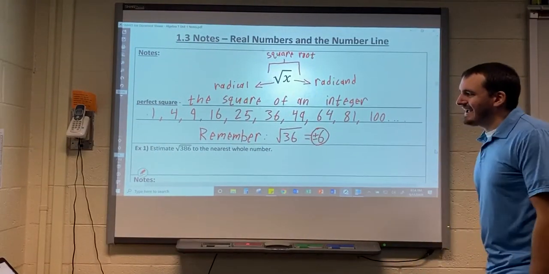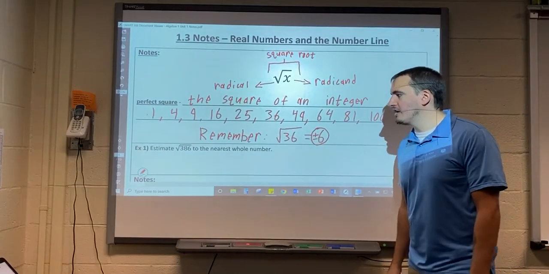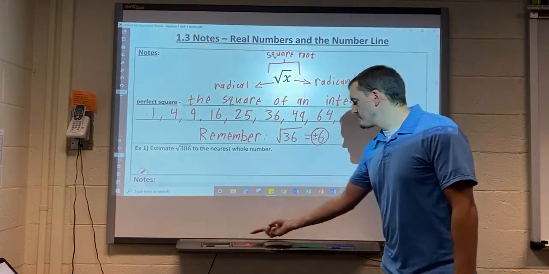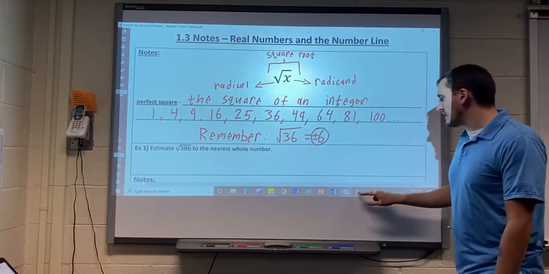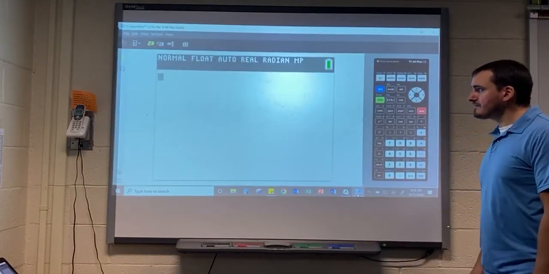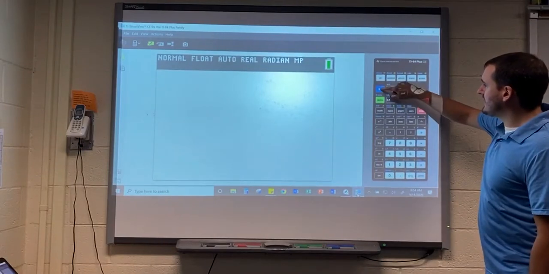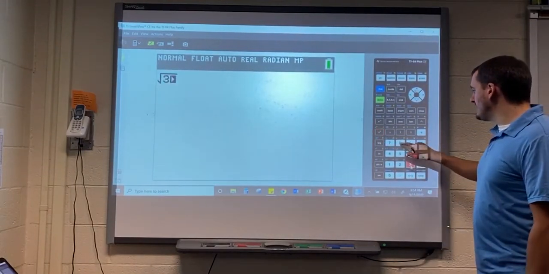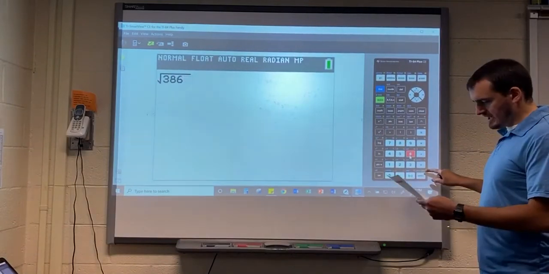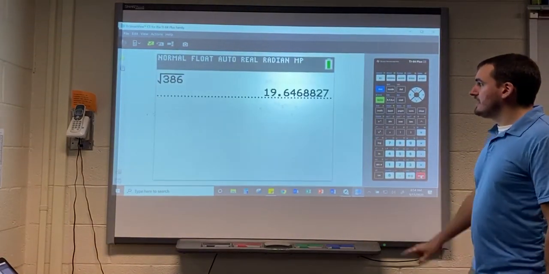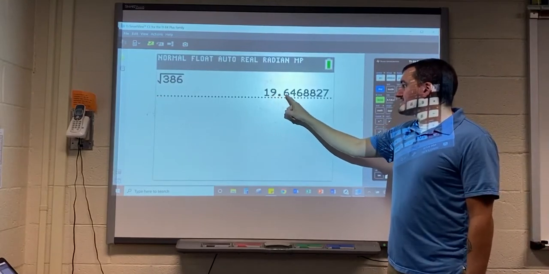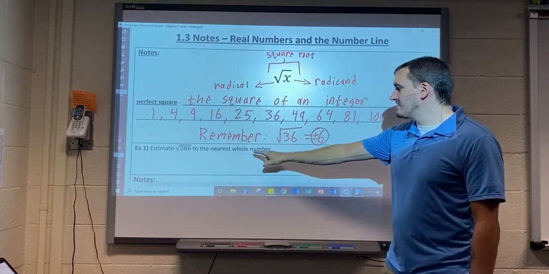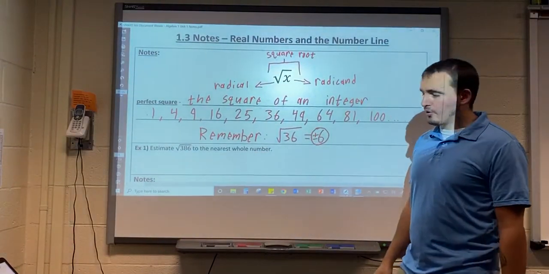Example 1. Estimate the square root of 386 to the nearest whole number. Okay? So what I would do in this case is bring up your calculator. For square root, we are going to hit second x squared and type 386 and hit enter. Gives us 19.64.